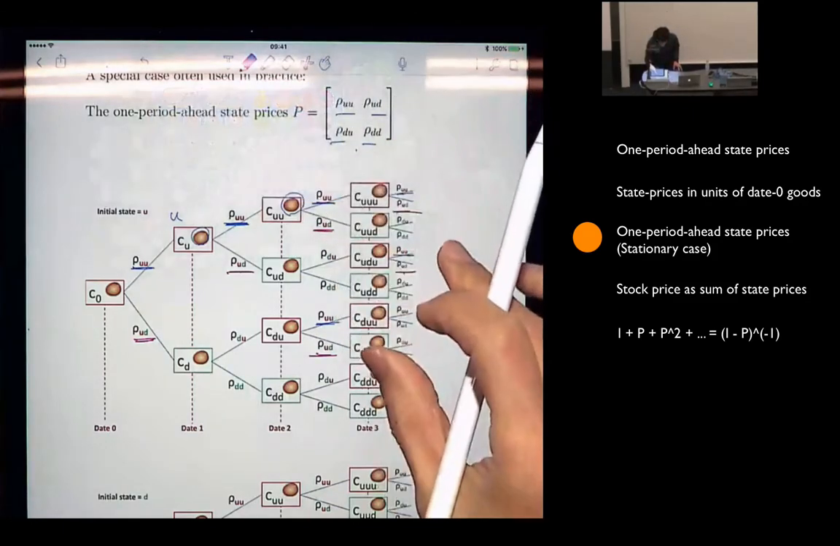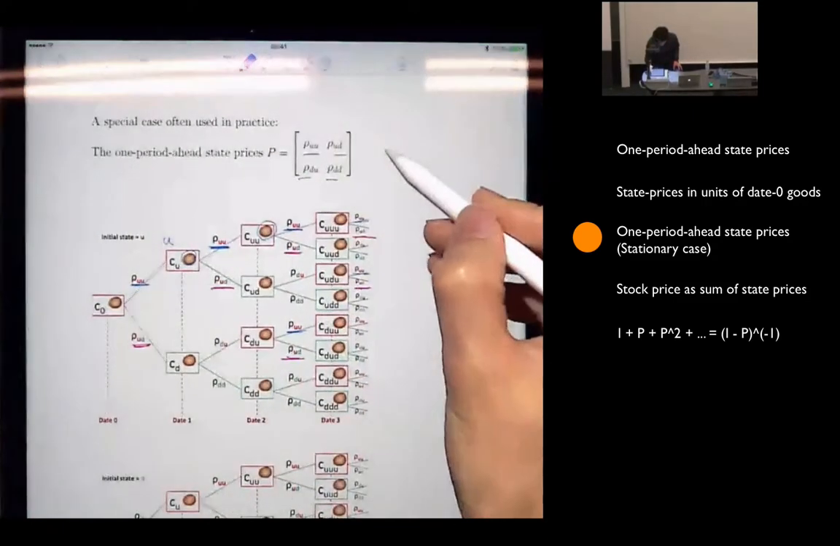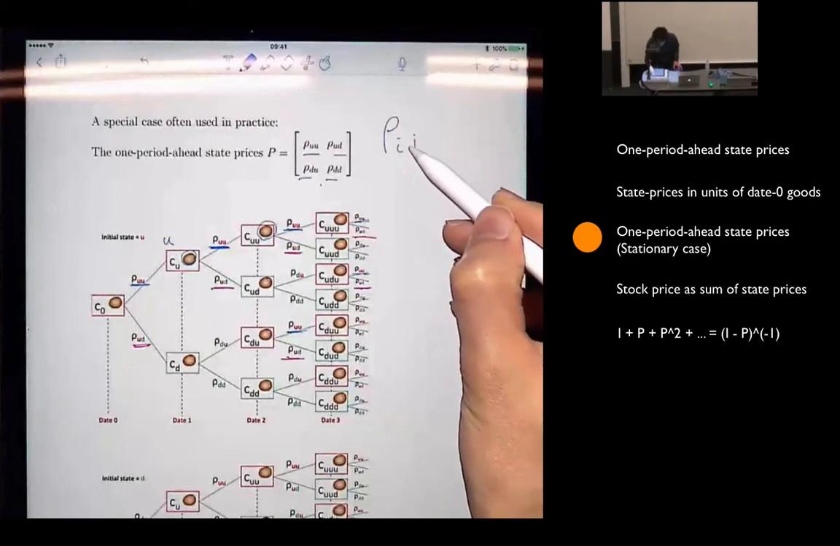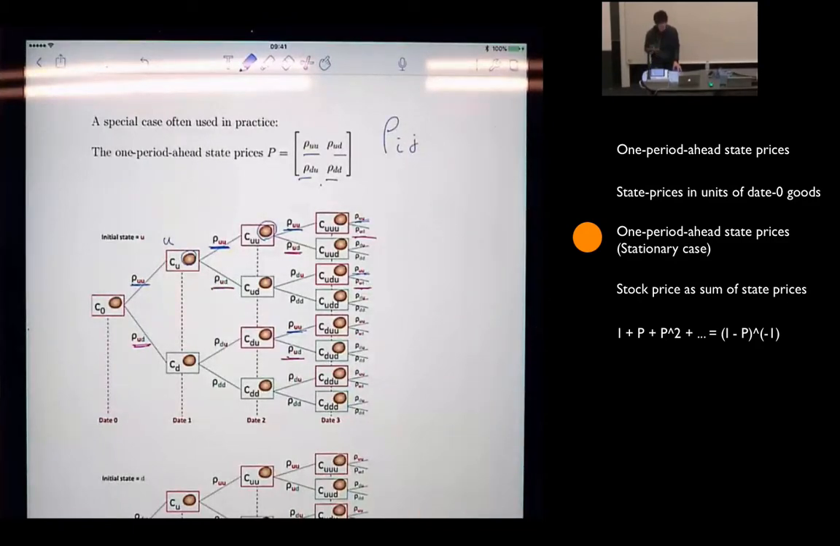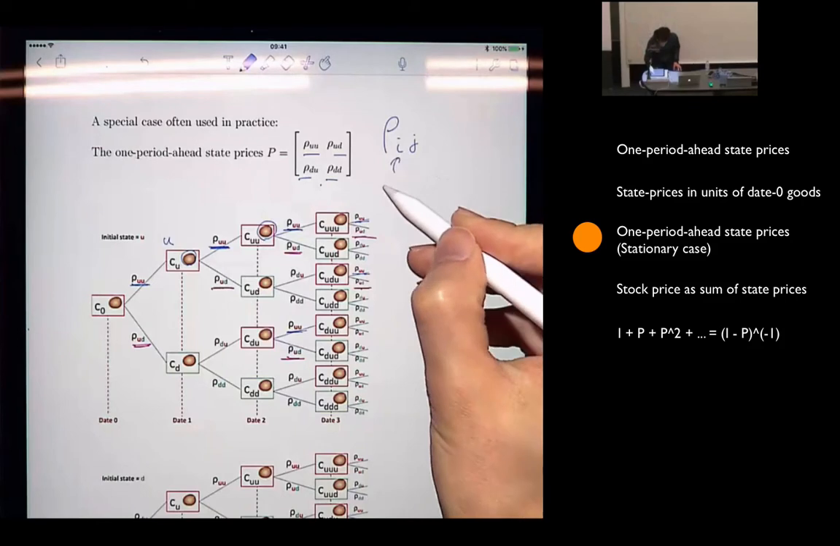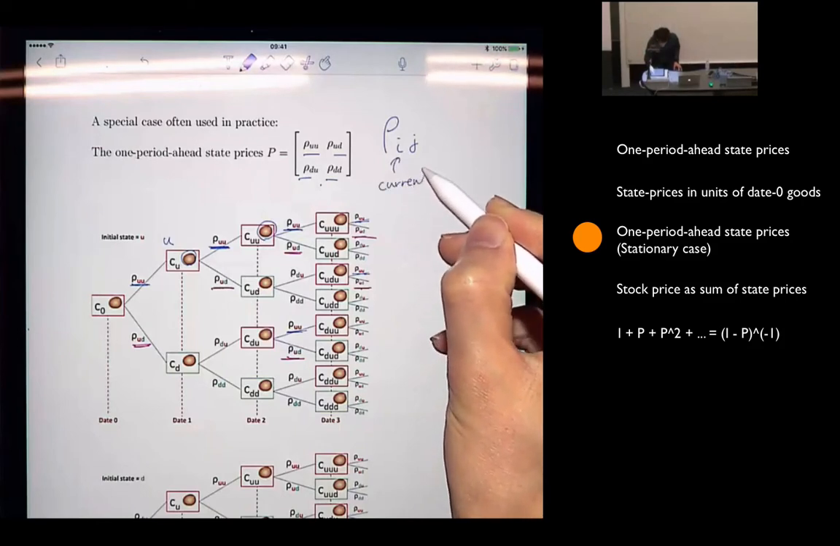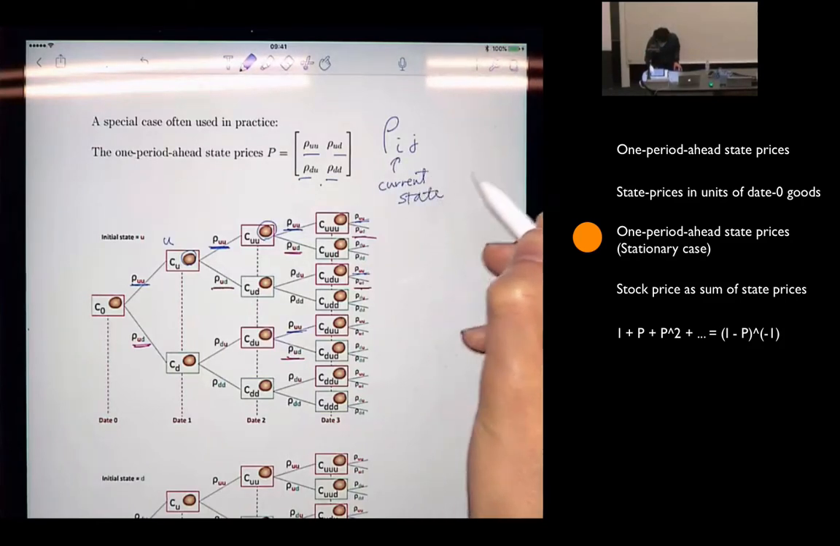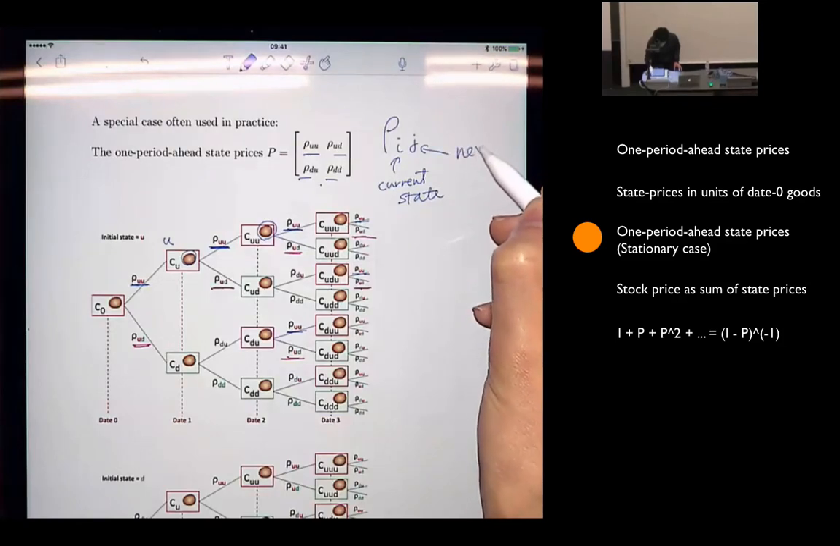So in general, rho IJ is the one period ahead state price, I is the current state, and J is the next state.